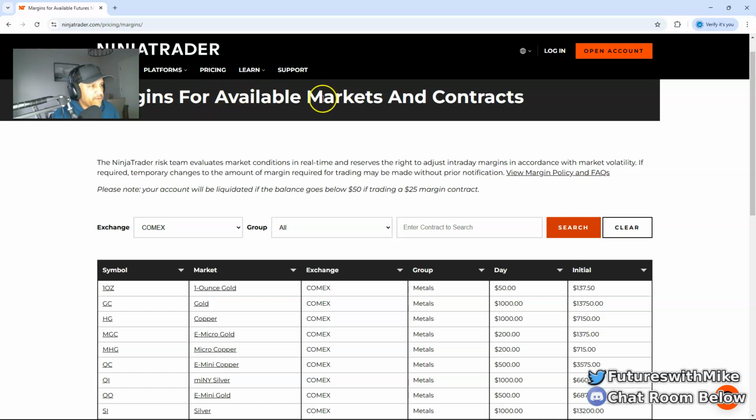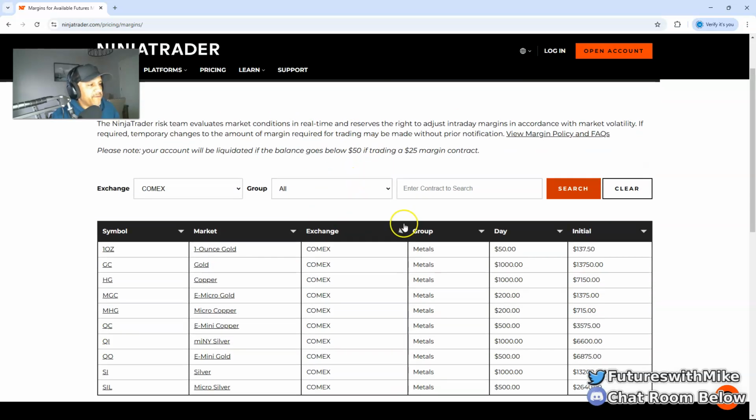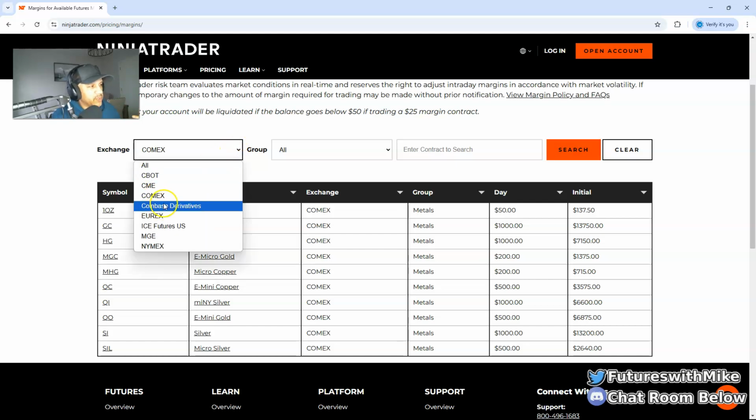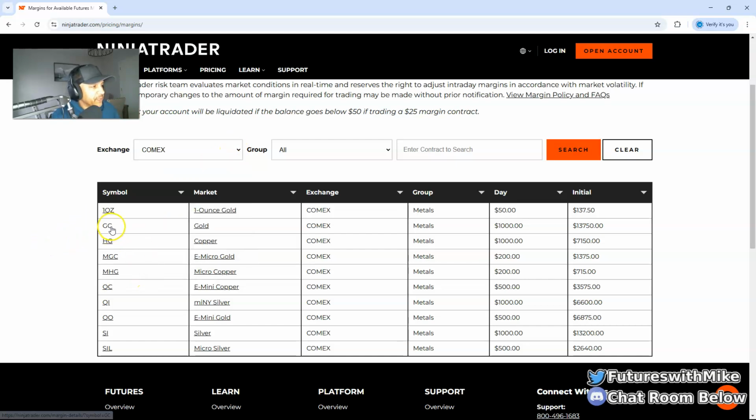It says margins for available markets and contracts. This is where you can find the margins for whatever it may be on whatever exchange. Gold trades on the COMEX. So right here, you see this is the E-mini version of it, the full-on E-mini. Their day trading margin is $1,000 a contract, which means you have to have $1,000 in your account per contract. So if you want to trade 2 contracts, $2,000, 3 contracts, $3,000.